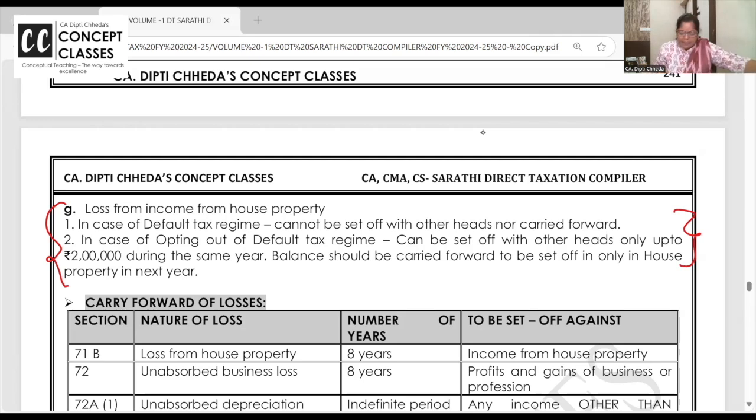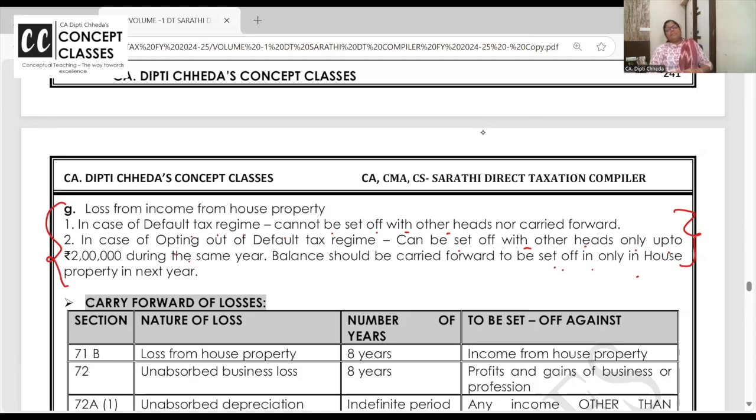Loss from house property. In case of default tax regime, it cannot be set off with other heads, nor can it be carried forward. House property loss cannot be set off interhead with other heads, nor can it be carried forward. In case of opting out of the default tax regime, house property loss can be set off with other heads up to 2 lakh. Balance can be carried forward to be set off only in house property.